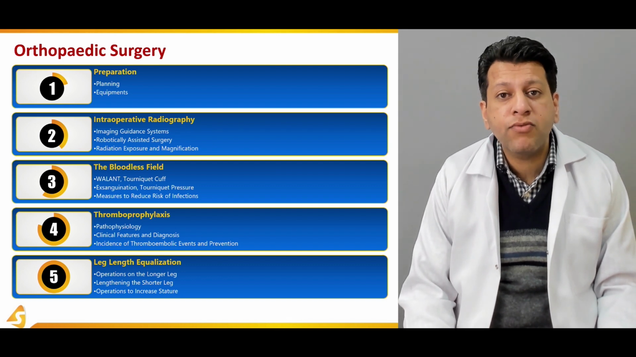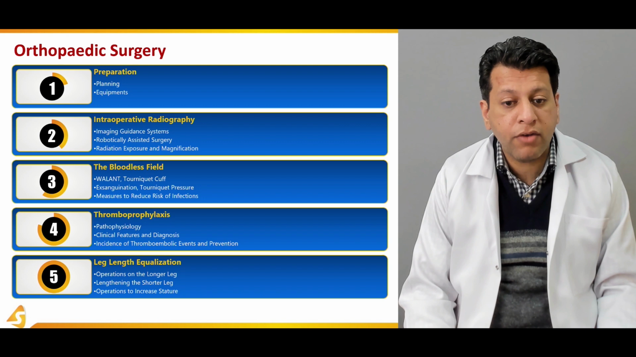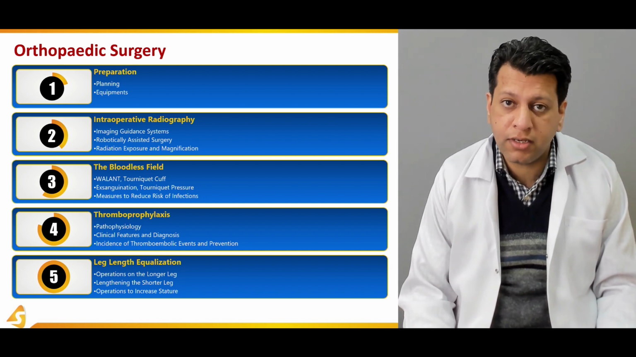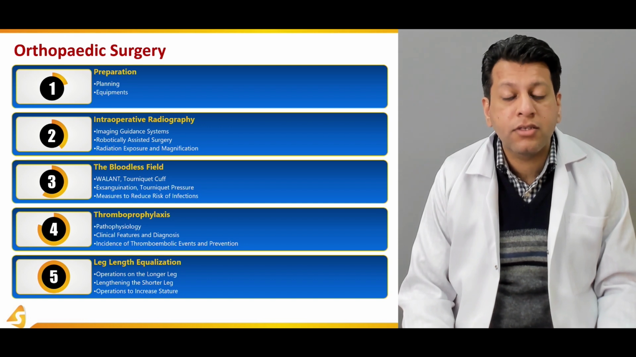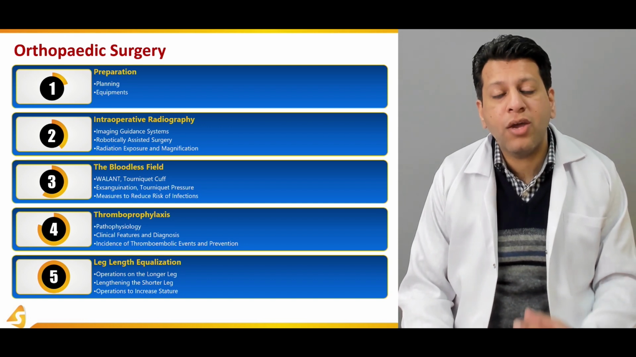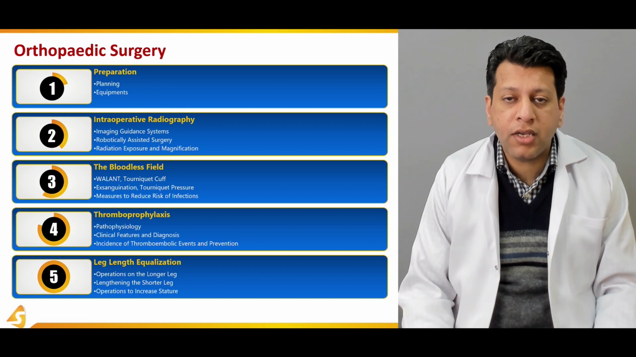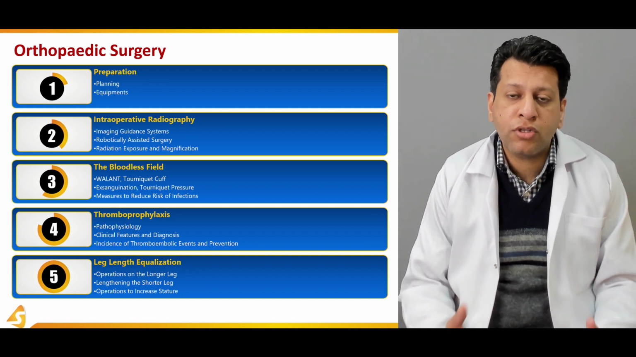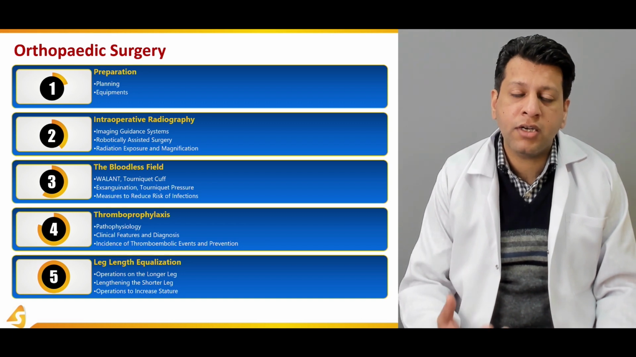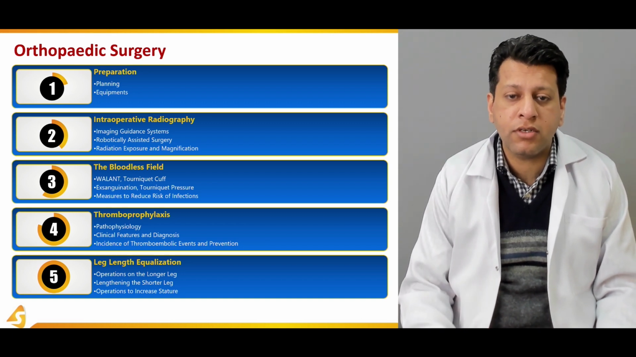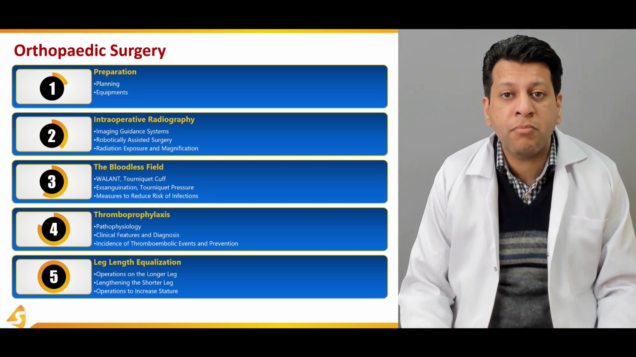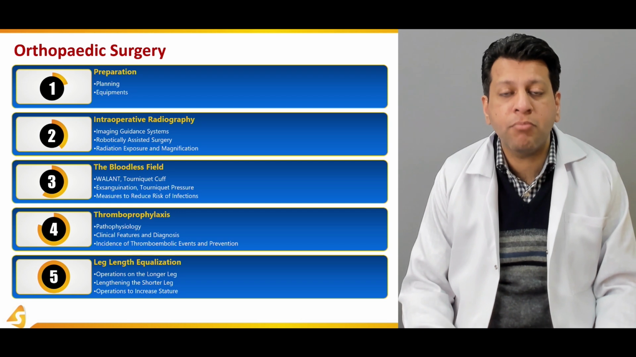Then in the second section, we will be going through intraoperative radiography. What are the different techniques being utilized to make the diagnosis, especially X-rays, CT scan and MRI, and what are the indications and contraindications to these investigations, and how orthopedic surgeons, with their clinical history and examination, get aid from these techniques, especially intraoperative radiography, so that they can perform the surgery in the best possible manner.